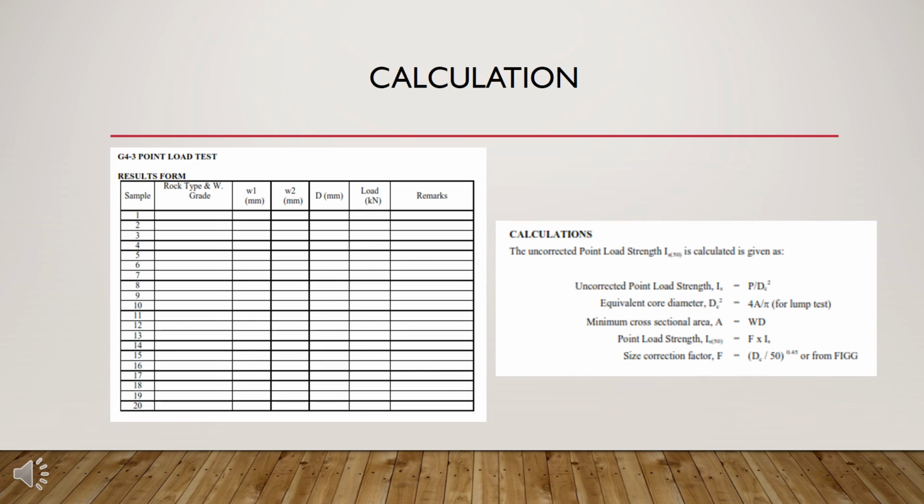Calculations. The uncorrected point load strength is given as Is equal to P over De squared, where the equivalent core diameter De squared is equal to 4A over pi for the lump test. Minimum cross-sectional area A is equal to W times D. Point load strength Is50 is equal to F times Is, and the size correction factor F is equal to D over 50 to the power of 0.45, or from the figure.